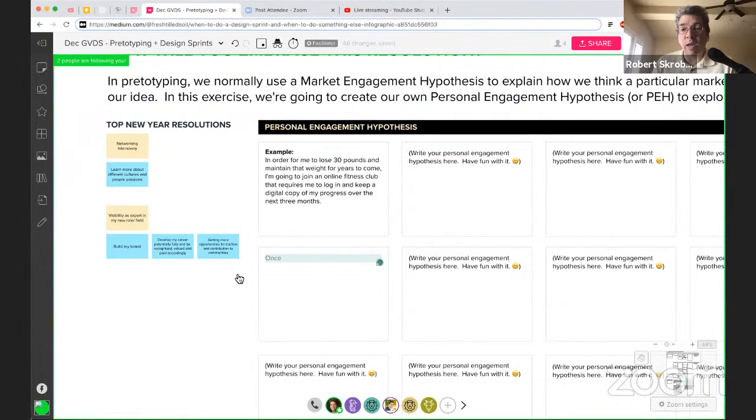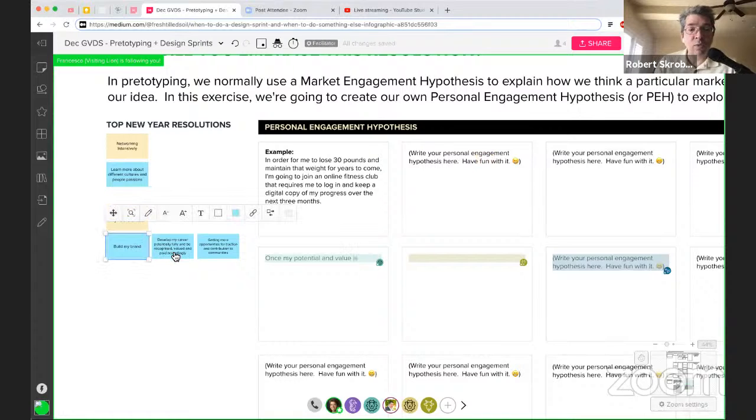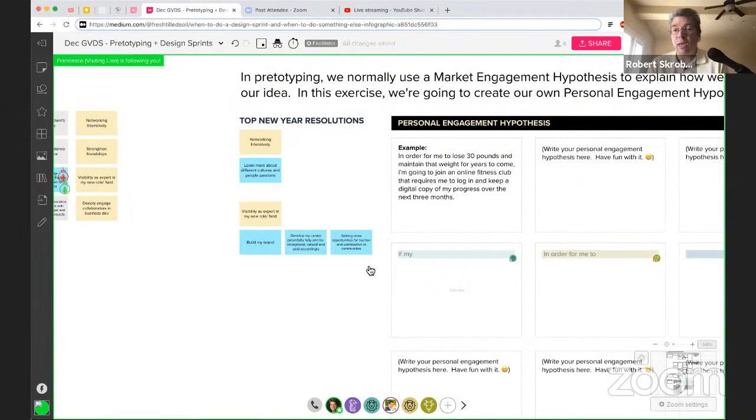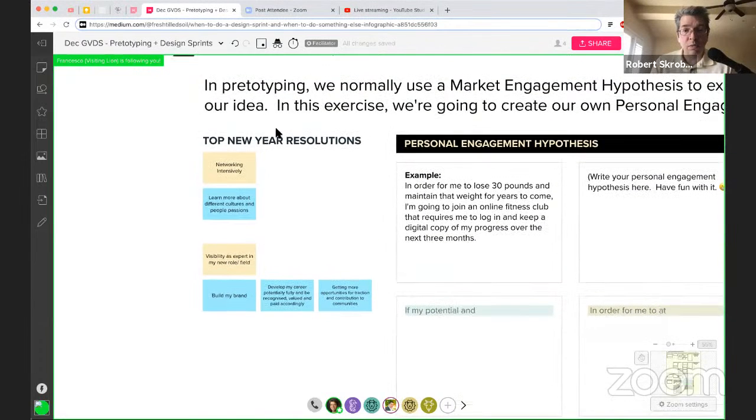And just go ahead and write out a couple of sentences on the engagement hypothesis you would have for yourself. You can use any of these particular examples. So if your New Year's resolution was aligned with visibility as an expert, then you can choose one of these, or several of them, tied to these particular long-term goals, that would reflect how you would write out your particular engagement model. Again, this is optional, but go ahead and give it a shot just to see how it turns out for you. And while you're doing that, I'll kind of change the design of this a little bit.